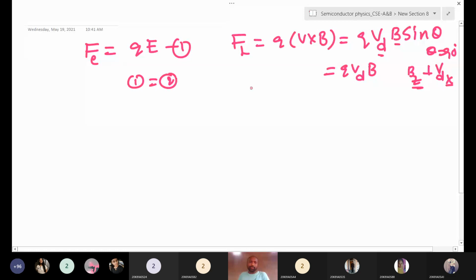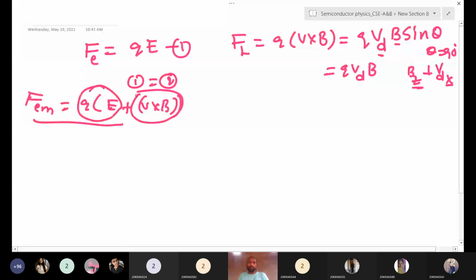Or you can write the electromagnetic force as Q into E plus V cross B. The first term is the electrostatic force, the second term is the magnetic force. That way also you can write. So you equate 1 and 2: QE is equal to QVDB. From this expression, Q gets cancelled out and E is equal to VD into B. Here E means the Hall field.